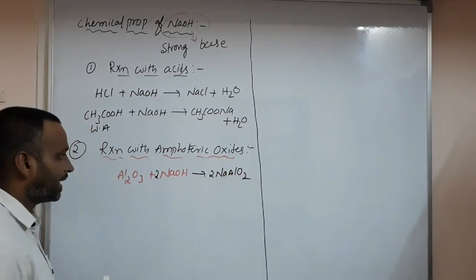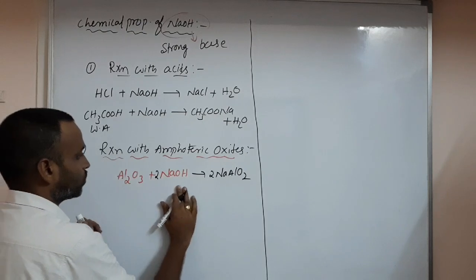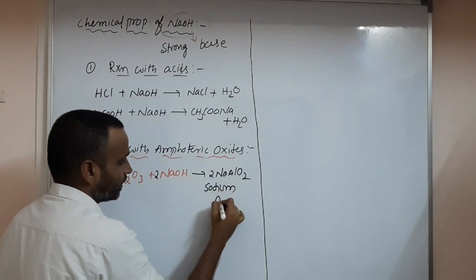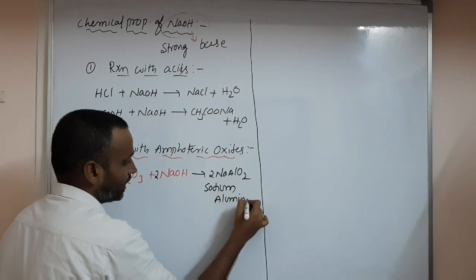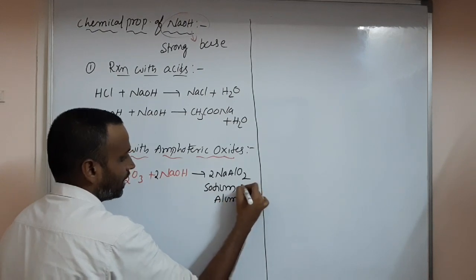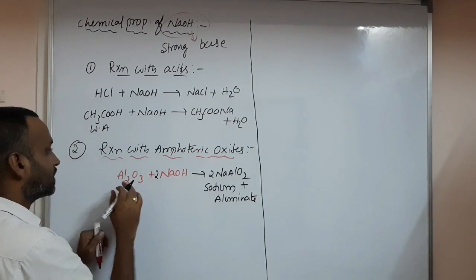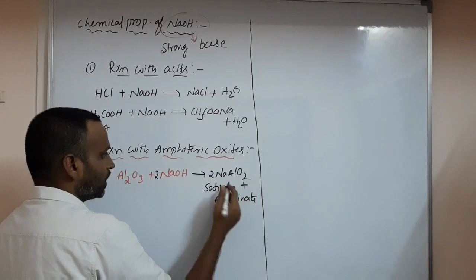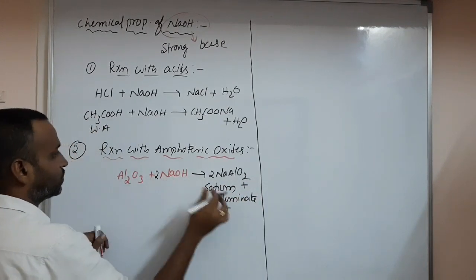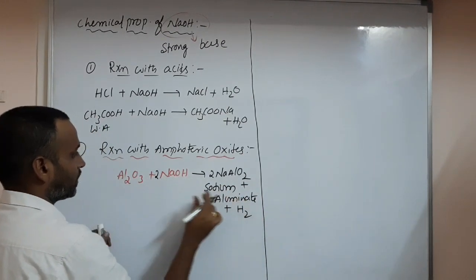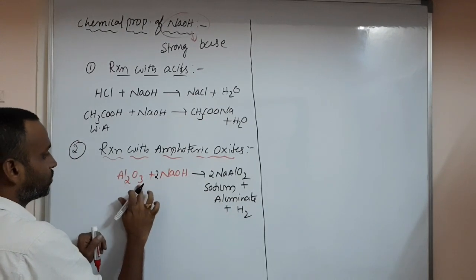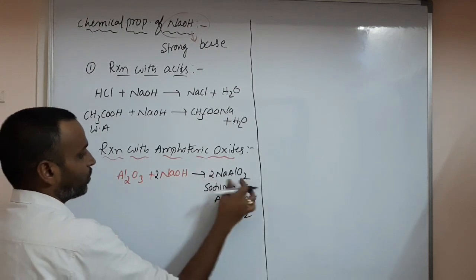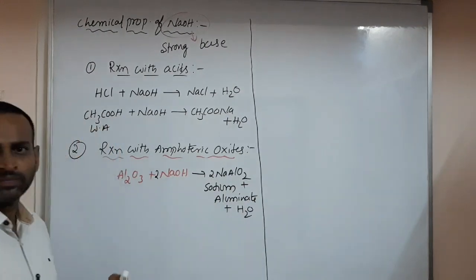NaAlO2, sodium aluminate. Along with that, what will come? NaAlO2 plus H2. Okay, so here what do you have? 3 and here 2, total 5. But here 4, so H2O you have.